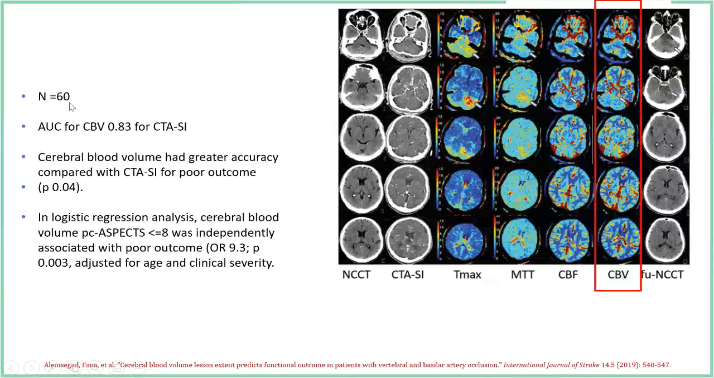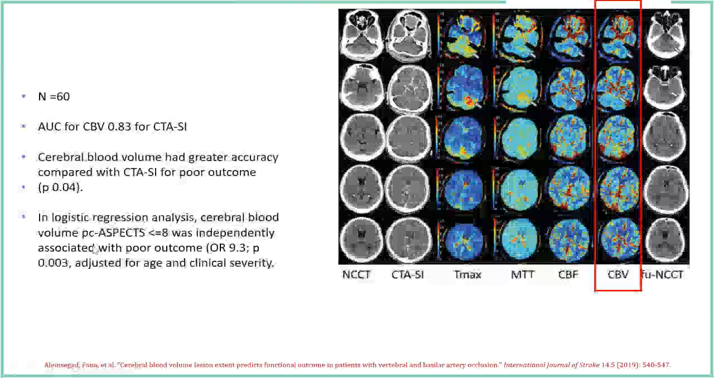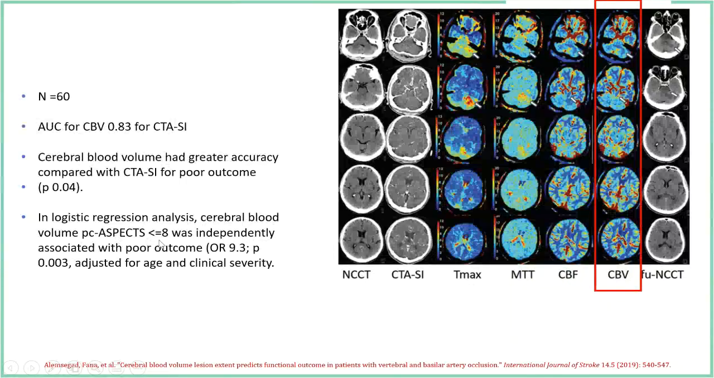60 patients were enrolled who got whole brain CT perfusion, and they found that cerebral blood volume is the parameter that detects the core volume and the penumbra with greater accuracy, with a significant p-value as well. And if we map the posterior circulation ASPECT score using the cerebral blood volume, then it can predict the patient's functional outcome. An ASPECT score less than or equal to 8 was independently associated with a poor outcome. So combining these imaging parameters along with Tenecteplase or endovascular therapy can be the future for basilar artery occlusion treatment.